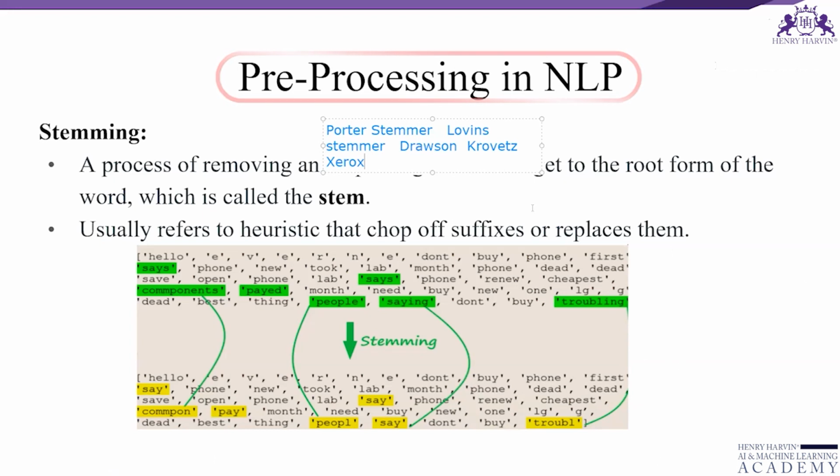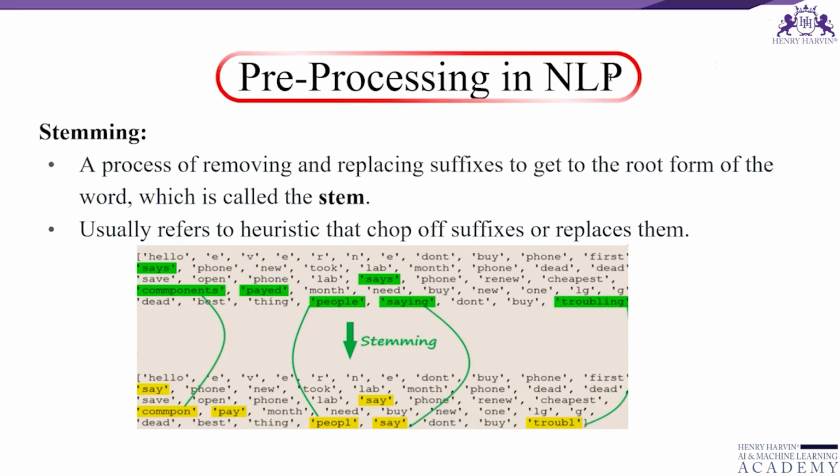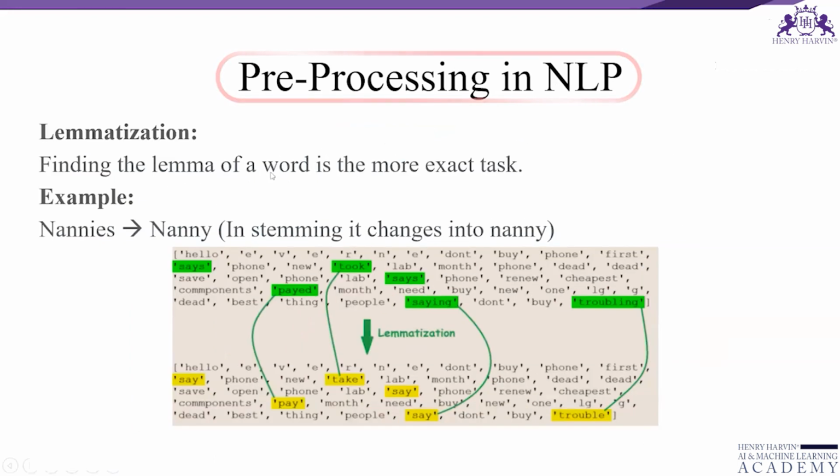So let us understand what lemmatization is now. Here, finding the lemma of a word is the more exact task. You can look at the same example now. Says is changed to say, took changed to take, paid is changed to pay, saying to say, troubling is changed to trouble. So this is really important to understand. It converts the grammatical or inflected forms to the root of the word. It uses the context and POS tag to find the inflected form of the word, and various normalization rules are applied for each POS tag to get the root word. So it is really interesting.